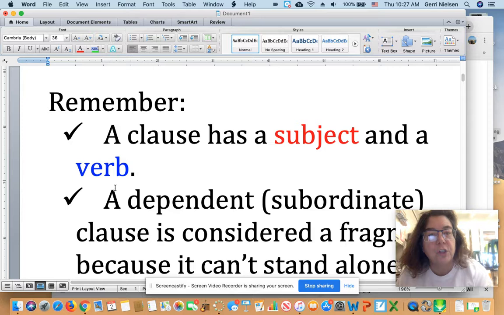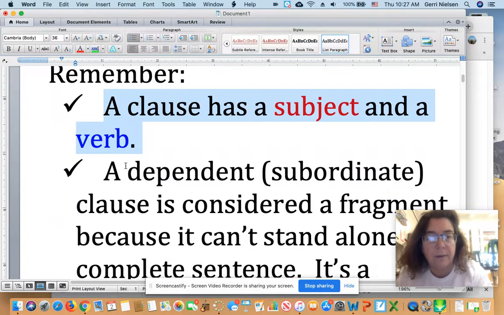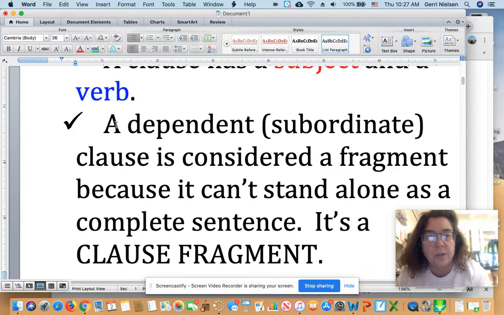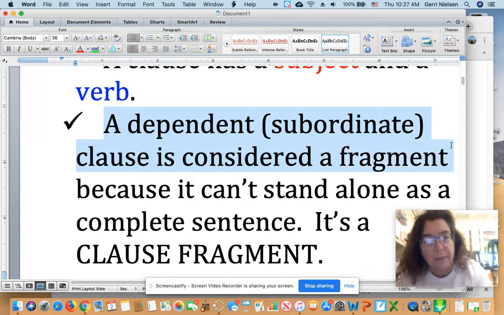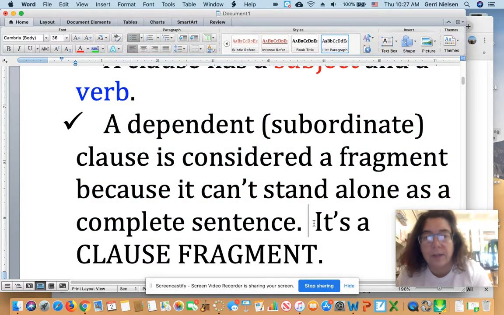Here is some stuff we do need to remember. First of all, a clause always has a subject and a verb. You know that. A dependent clause, also known as a subordinate clause, is considered a fragment because it can't stand alone as a complete sentence. It's just a piece of a sentence. You've got to have a main clause with it. Since it's just a piece, it can't stand alone. A dependent clause is a clause fragment.